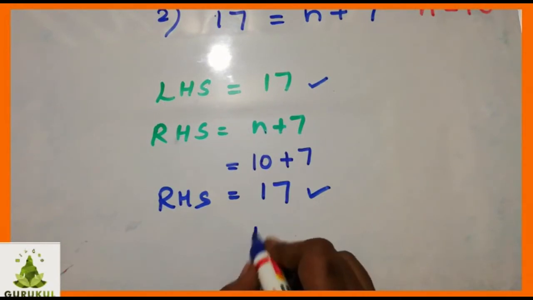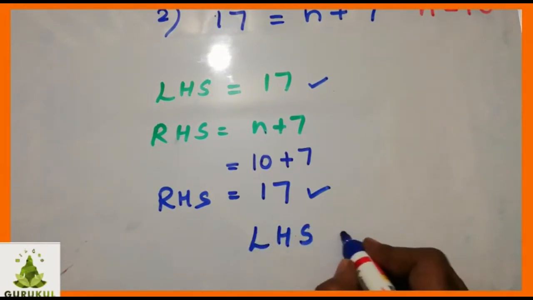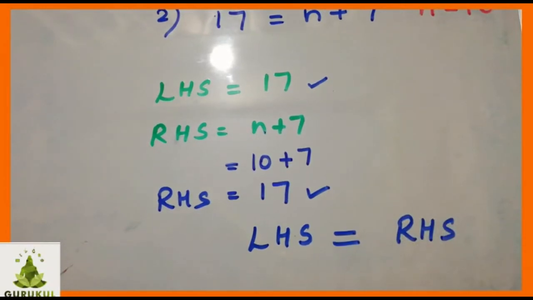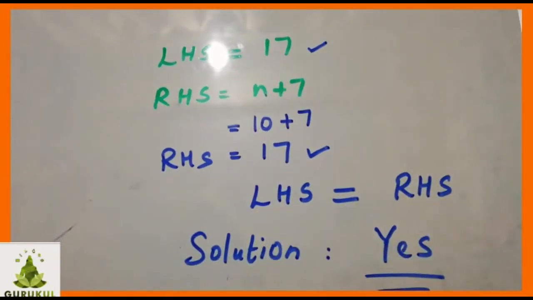Is that clear? So here why? Because LHS is equal to RHS in this case. So it is a solution. Yes. You have to write this way. You can complete in your notebook. Solution. Yes. Is it a solution? Yes. Is it clear to you? You can complete it this way. Copy down in your notebook.